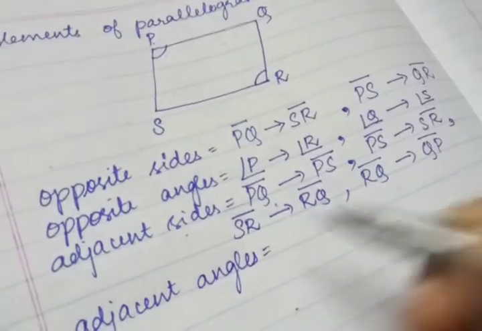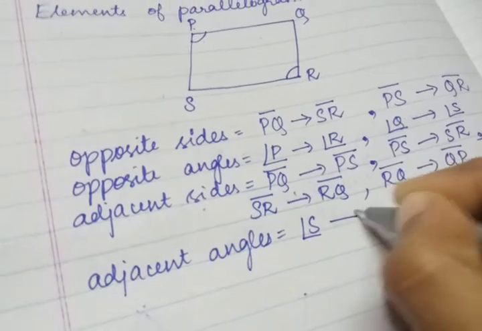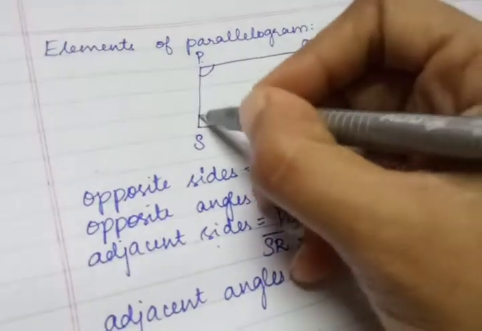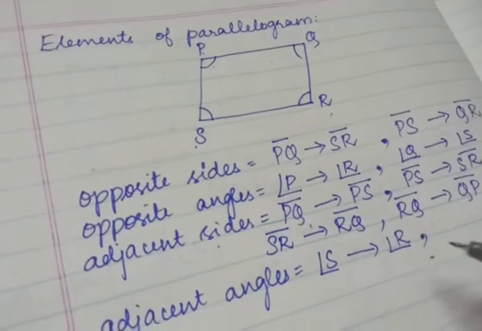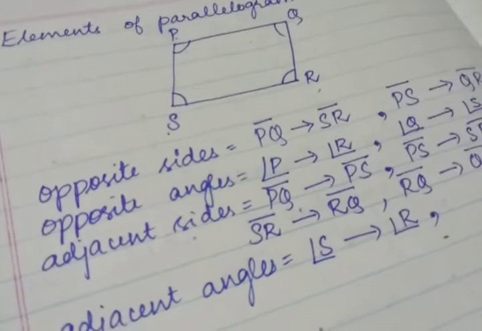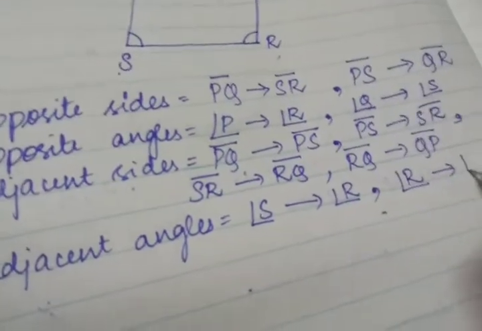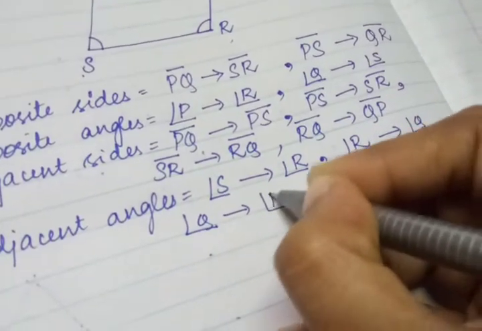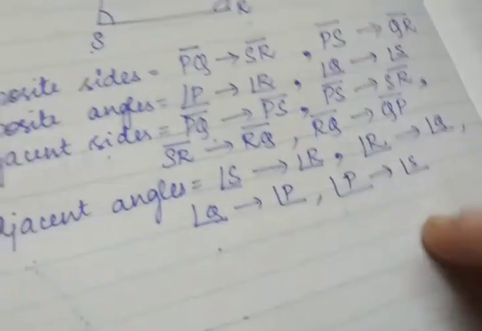Adjacent angles means near angles. Angle S is adjacent to angle R. Near angle, this angle and this angle. You should put this L symbol. S is adjacent to R. R is adjacent to Q. Q is adjacent to P. P is adjacent to angle S.